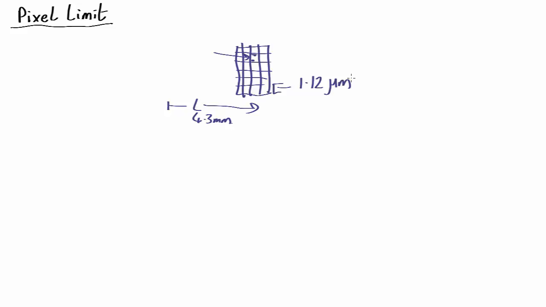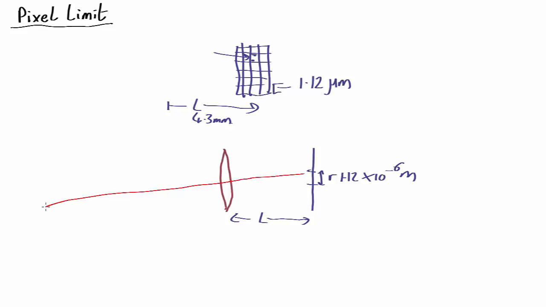Well, let's go back to the optics and let's use the fact that a beam that goes straight through the middle of a lens is not deflected. So we've got L here, and we've got 1 pixel over there, so we'll call that R equals 1.12 by 10 to the minus 6 meters. And let's look at a ray of light that goes through the middle of the lens and goes to the top of the pixel, and a ray of light that goes through the middle of the lens and goes to the bottom of the pixel.